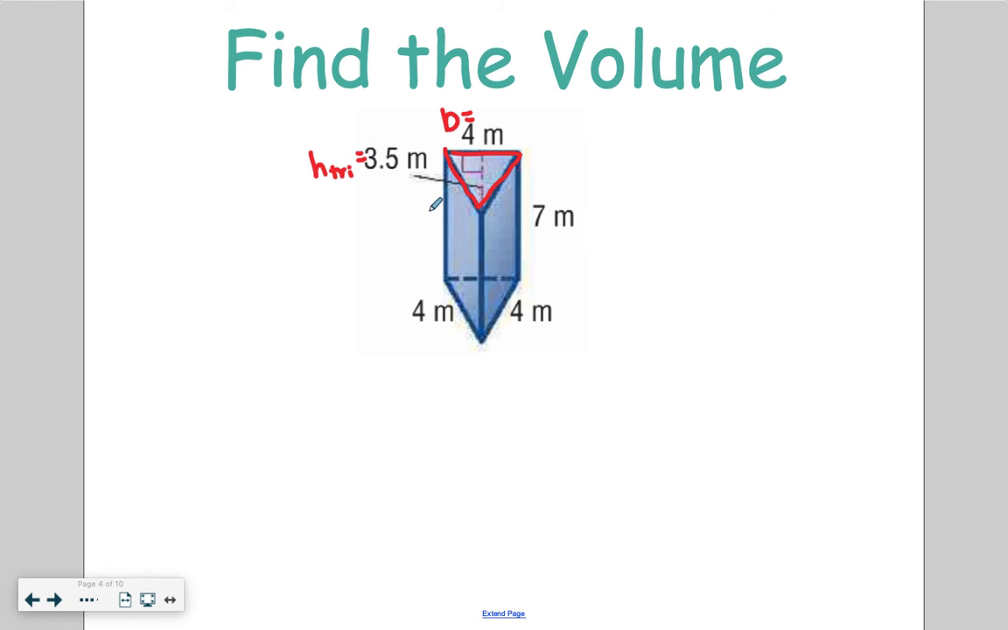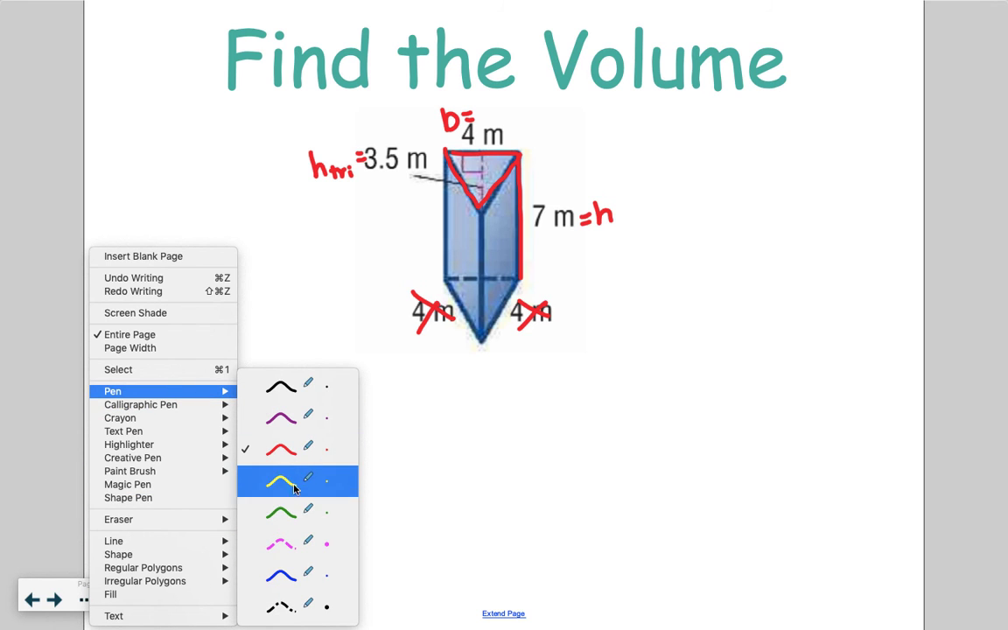Then we're looking for the measurement that is between the two triangles. So if we look here, the 4s are other measurements on the triangle, but this 7 tells us how far it is between the triangles, so that's going to be our height. So these two measurements don't actually matter in our problem. So we're going to set up now.